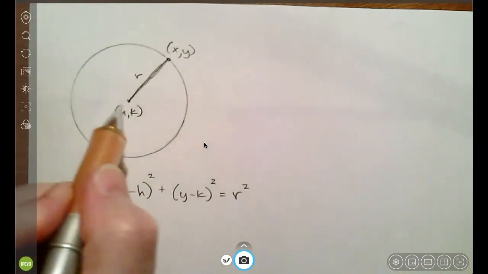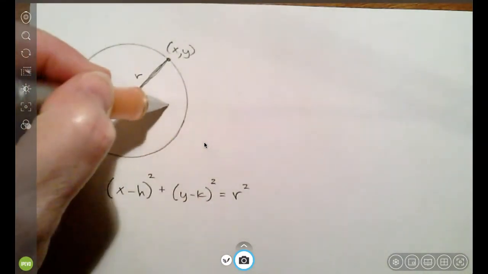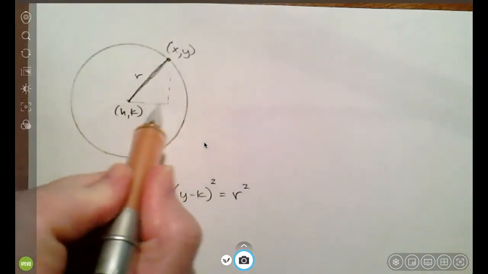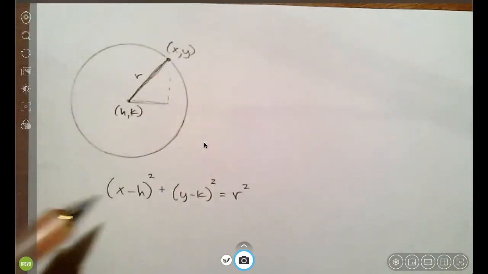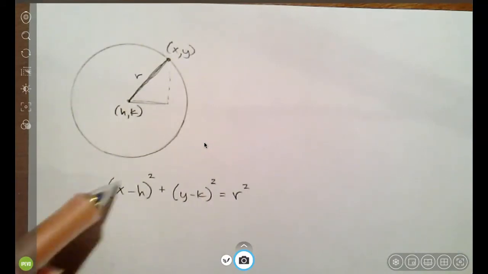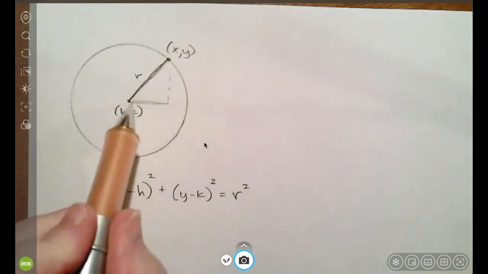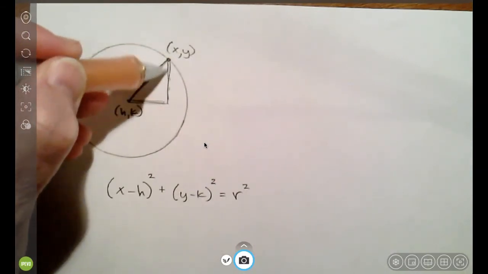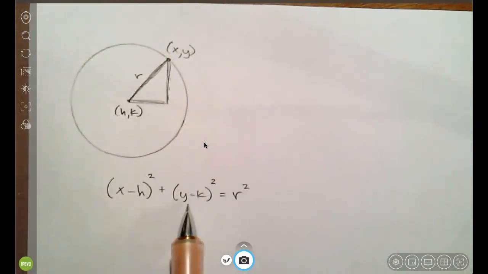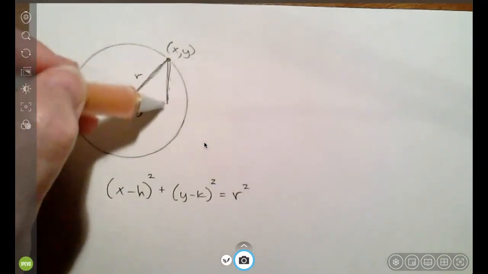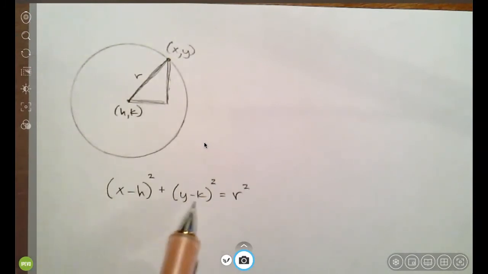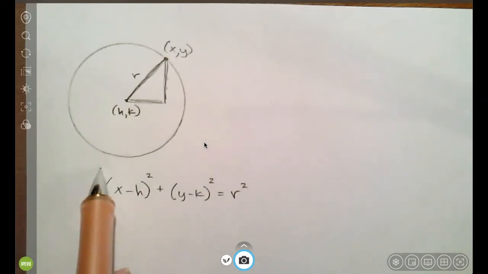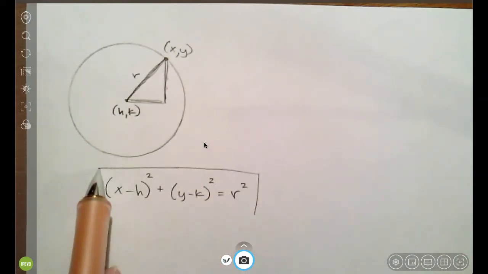And remember, this formula just comes from the Pythagorean theorem, because this distance right here, this leg of your right triangle, is how far apart the x's are. So this is just calculating how far apart the x's are. It's calculating the length of that leg. And then the same thing for the y's. So this leg of our right triangle right here is really how far apart the y's are. So y minus k is really figuring out the length of that leg right there. And then I'm just doing a squared plus b squared equals c squared, essentially. So this is it. This is your standard form for the equation of a circle.